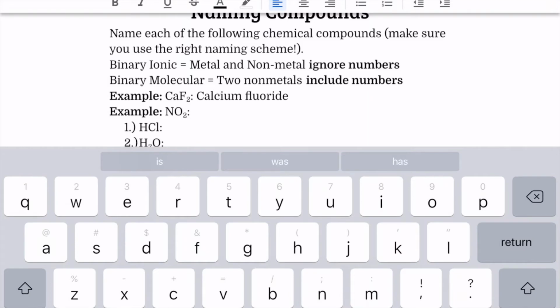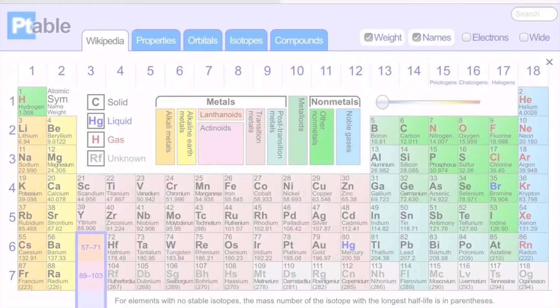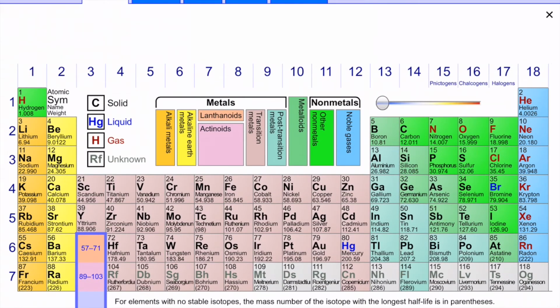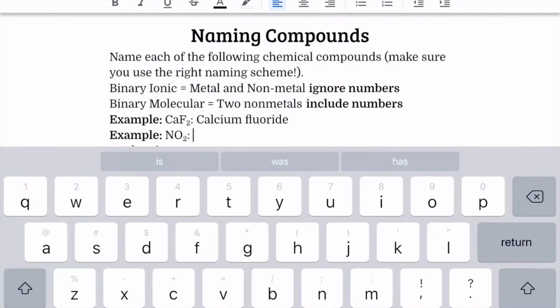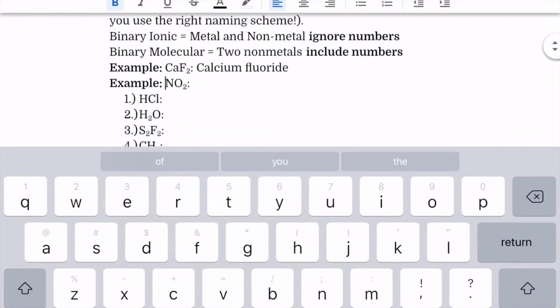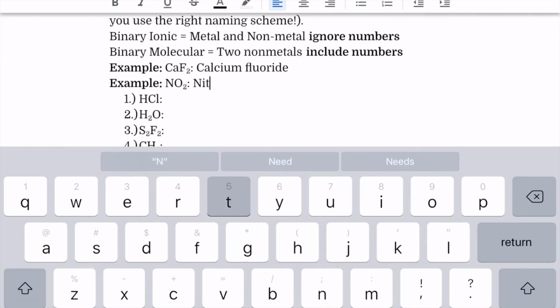Alright, so our second example, we have NO2. Let's look back at this periodic table here. On our periodic table, N is nitrogen. Nitrogen is a non-metal, and oxygen is also a non-metal. So my naming is going to be different for this one. Remember for the naming, if you have a number behind your first element, which for this one we don't, you are just going to write the name like you did on the first one. So you're just going to write the name nitrogen.